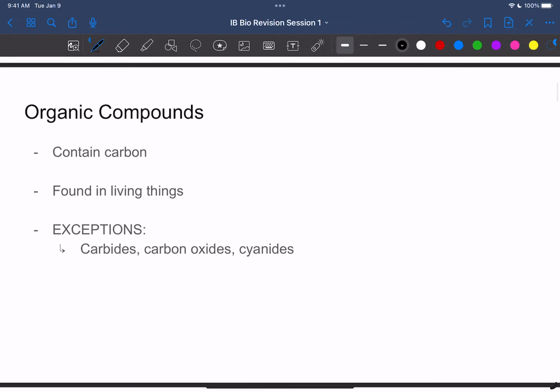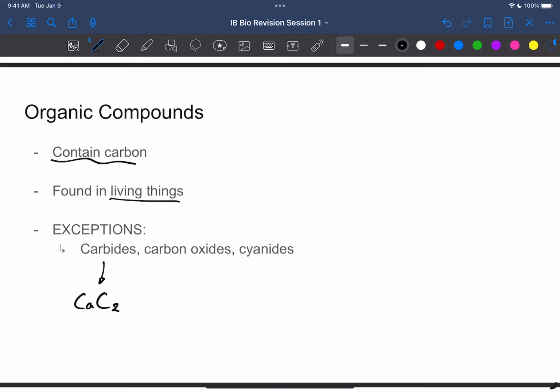Now that we're done with that, we're going to talk about organic compounds because there's a lot of chemistry that goes down in molecular biology. So understanding the basics of it is the most important thing. So what is an organic compound? Well, it's something that contains carbon and is found in living things. Now, there are obviously going to be exceptions to this, and they're right here. So carbides, well, what's an example? An example would be calcium carbide.